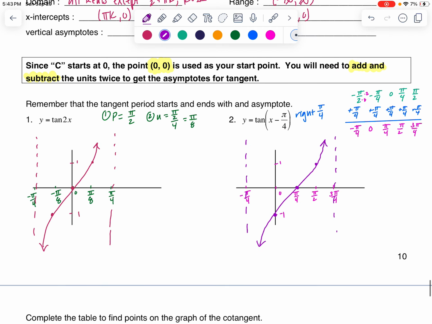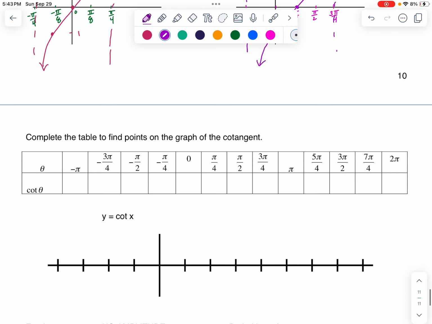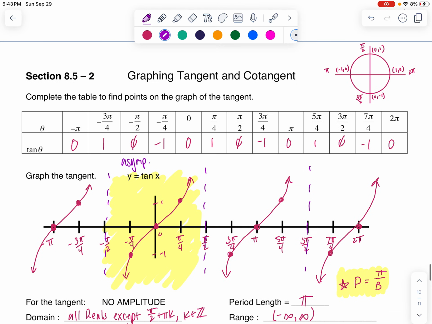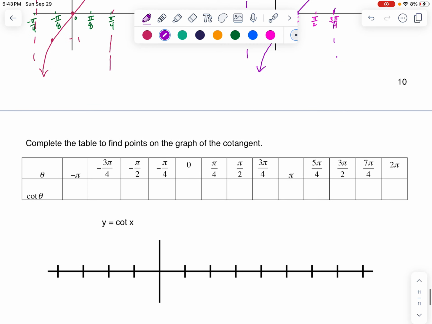Alright, so that's tangent. Very similarly with cotangent, same exact thing. I'm going to go ahead and find these values. Cotangent is just the reciprocal of tangent. So that means that all these points in our chart just go ahead and flip. Right, so this time it's going to be undefined at negative pi, 1, 0, negative 1, undefined, 1, 0, negative 1, undefined, and you see that pattern.